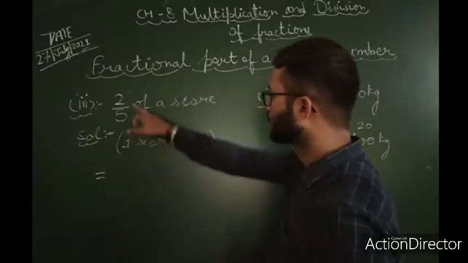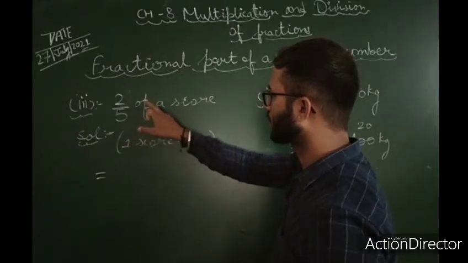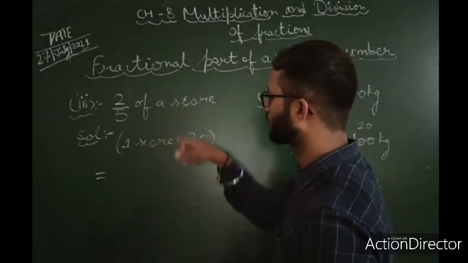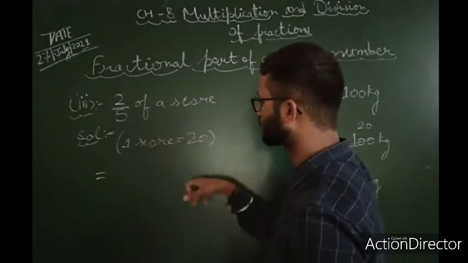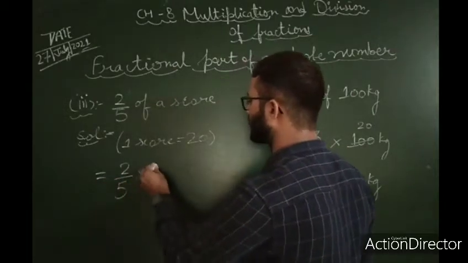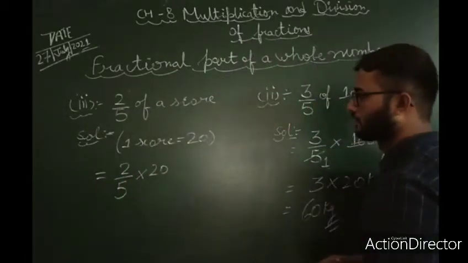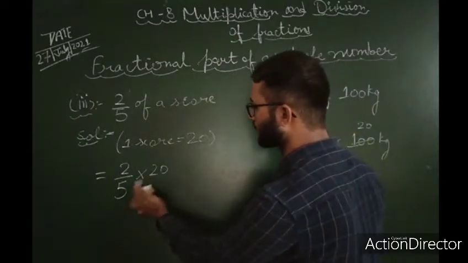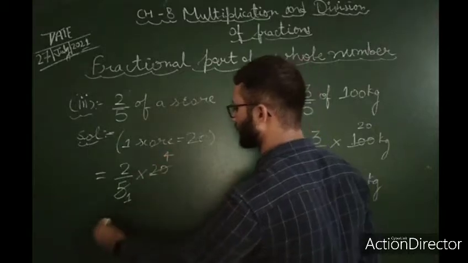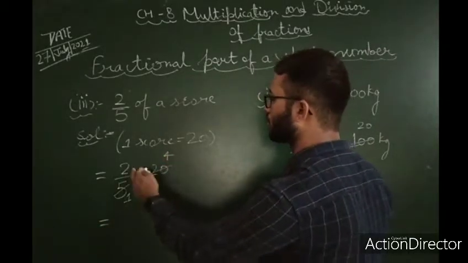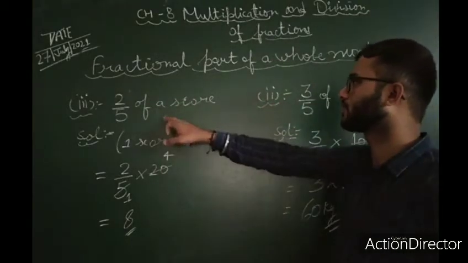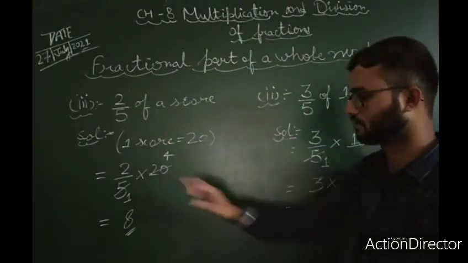So here we write 2/5 and this "of" is replaced by the multiplication symbol, and in the place of a score we write 20. So we write 2/5 multiply by 20. Now you all know that this 20 is divisible by 5. So 5 ones are 5 and 5 fours are 20. Now 4 twos are 8. So 2/5 of a score is equal to 8.